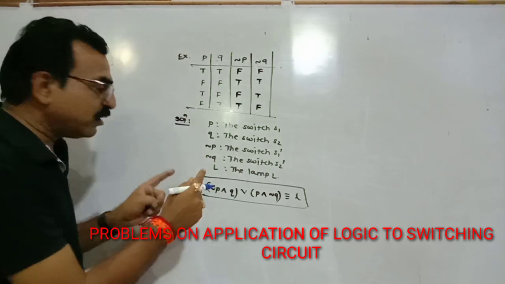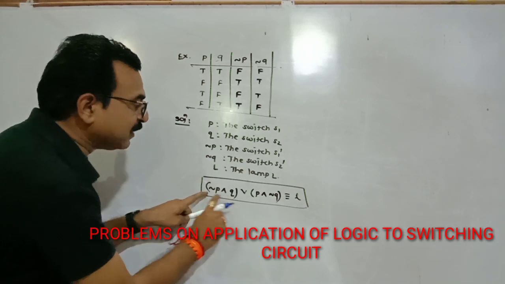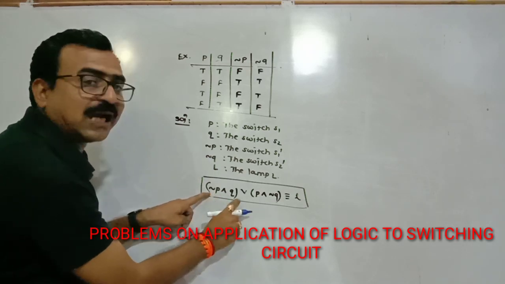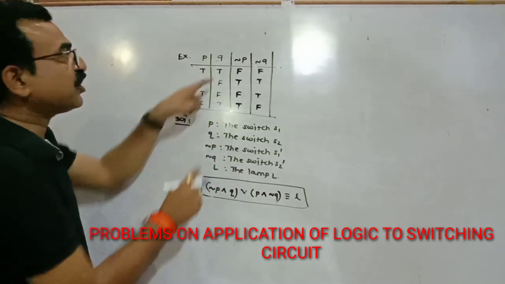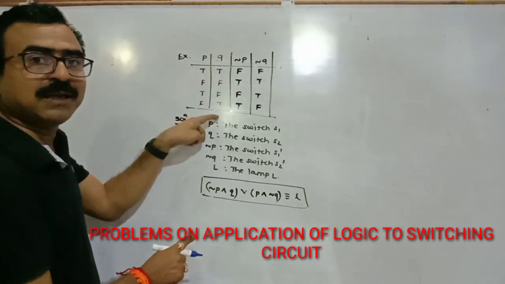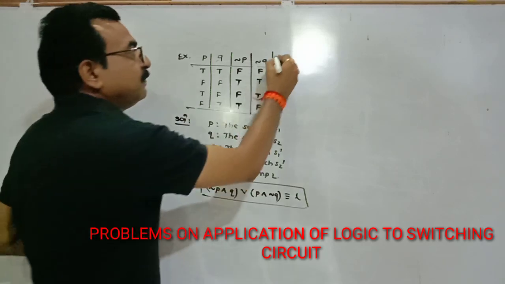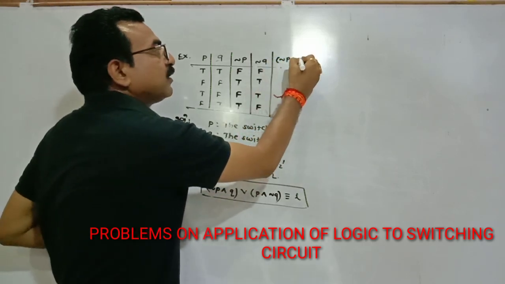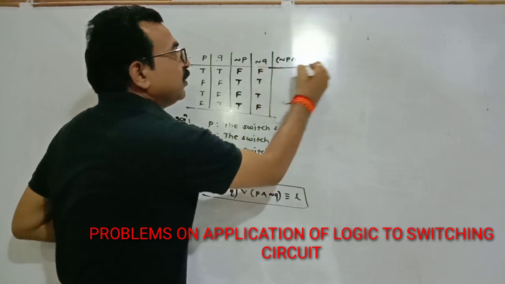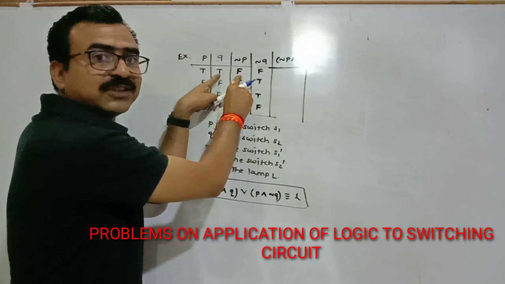Okay, now the third rule. Your third rule is simplify the simple bracket. So in the first simple bracket, negation P and Q are given. Negation P is available in our truth table. Q is also available in our truth table. So find out the simple bracket: negation P and Q.